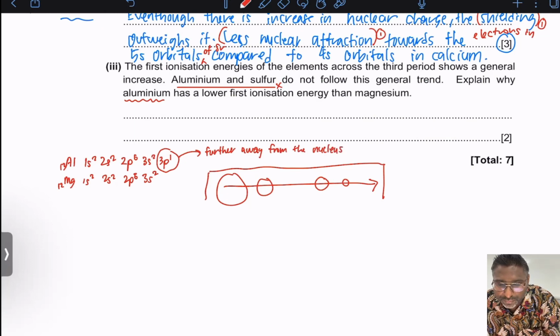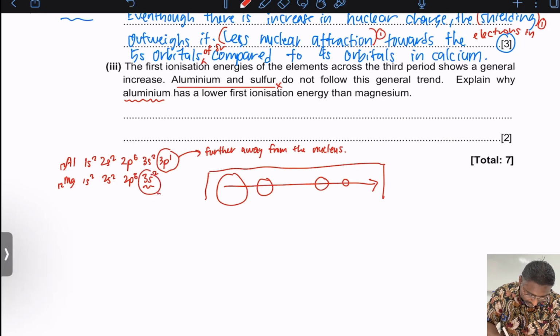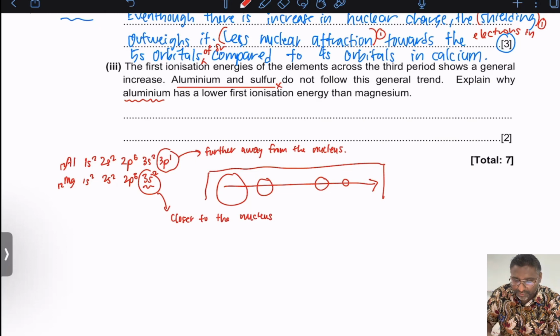Okay, further away from the nucleus, it is easier to remove the electron. For magnesium, 3s, it is removing the electrons from the 3s subshell, which is closer to the nucleus. We have to actually mention that the nuclear attraction towards the electrons in the 3s subshell is greater, making it harder to remove. So that is my plan.